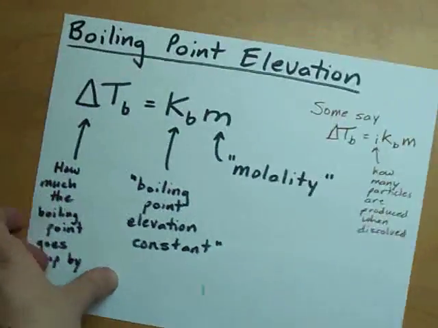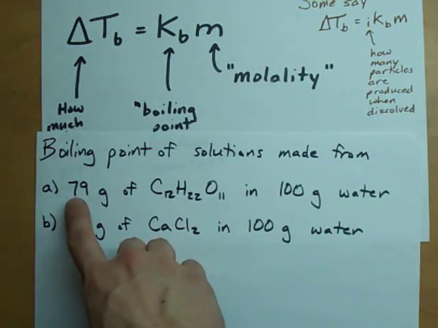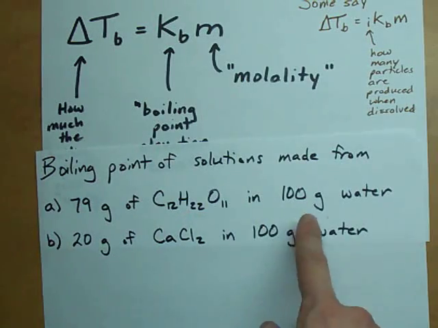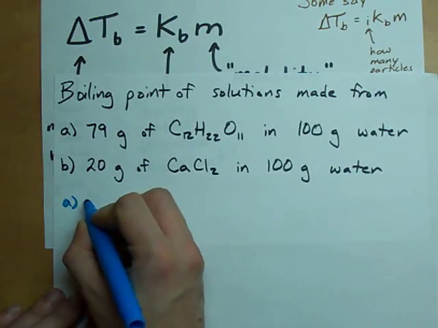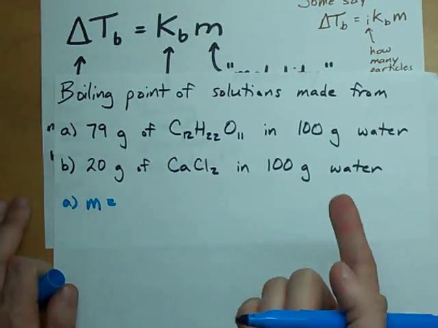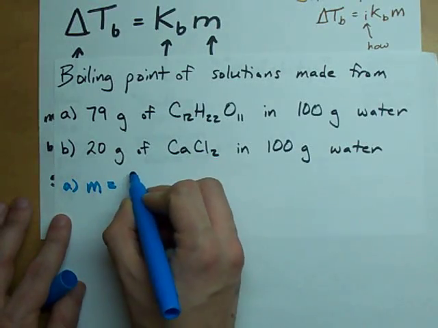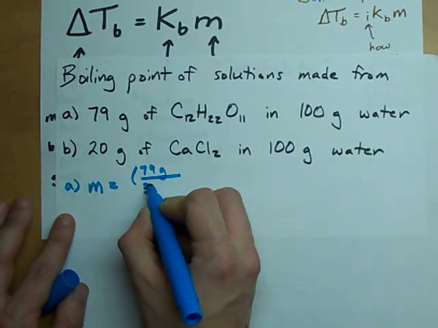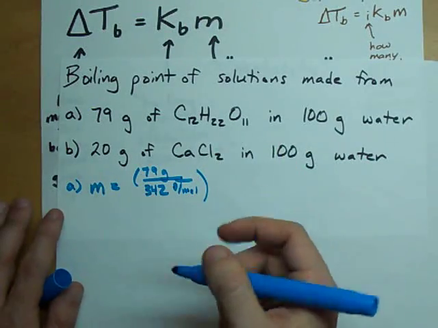So, let's do it. Let's figure out the boiling point for a solution of 79 grams of sugar. This is sucrose, dissolved in 100 grams of water. First things first, we need the molality of the solution. That's moles of solute divided by kilograms of solvent. How many moles is this? Well, it's 79 grams, and to convert grams to moles, we divide by the molar mass. The molar mass of sucrose is 342, trust me.